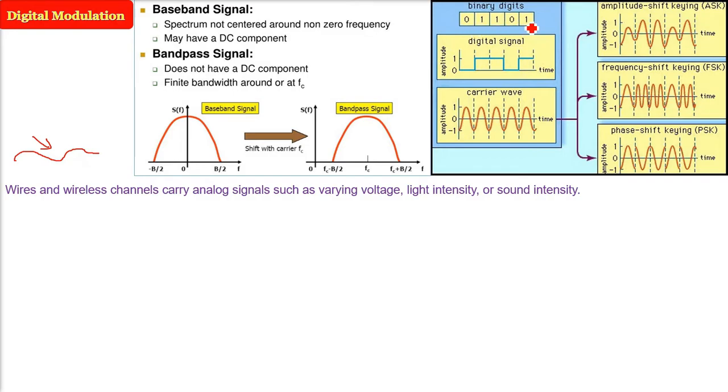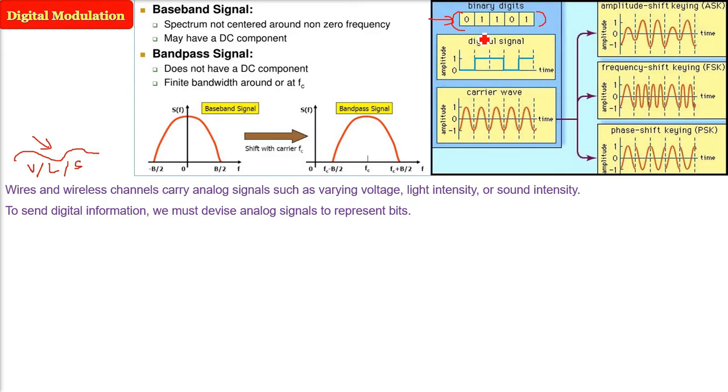For example, you have bits. You have to send them on a wire. So how to send these bits on the wire? Because this is an electrical component, it will have a voltage, it can have an ampere. If fiber is there, it can be light. So the only idea is to vary all these, and with different voltage, different bits can be sent. To send digital information, that is 0, 1, 1, 0, these binary digits or bits, we must devise analog signals that can represent these bits.